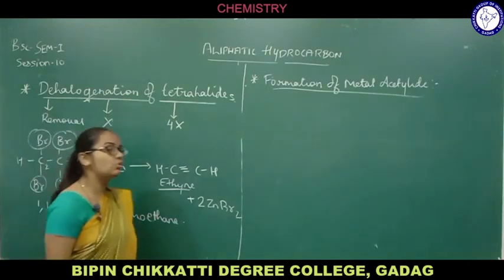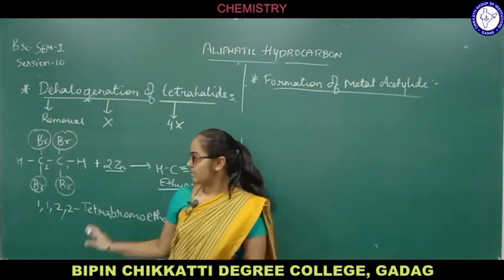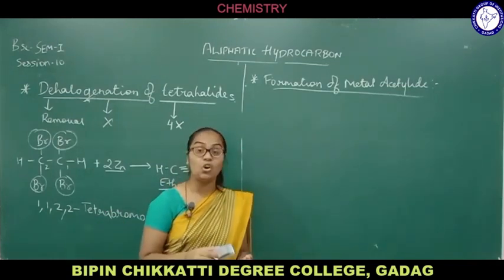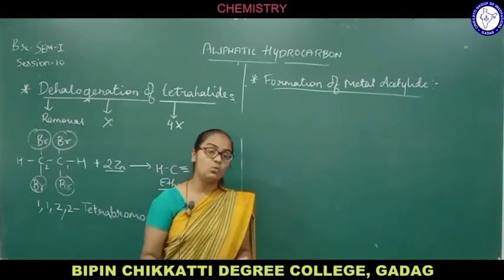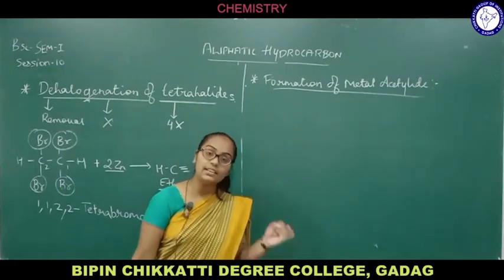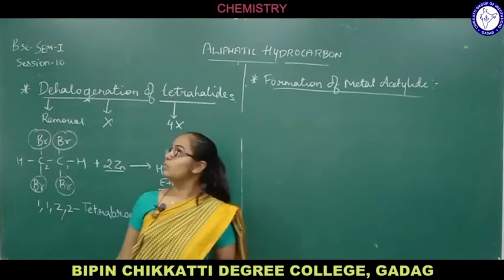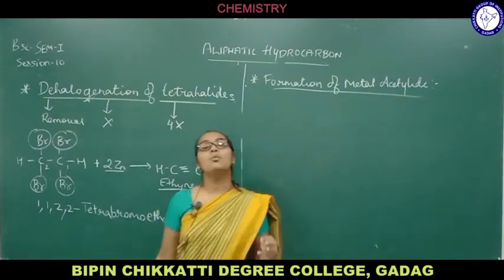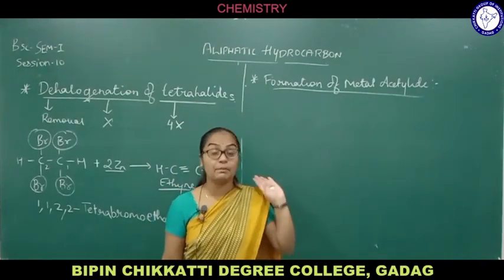Now let's go towards the next topic. Until this time, whatever we have studied: the first one is the preparation of alkyne from calcium carbide. The second one was dehydrohalogenation of vicinal dihalide, from which we also prepared the alkyne. The third one was dehalogenation of tetrahalide. So these are the 3 important methodologies to prepare the alkyne. These are the preparation methods.